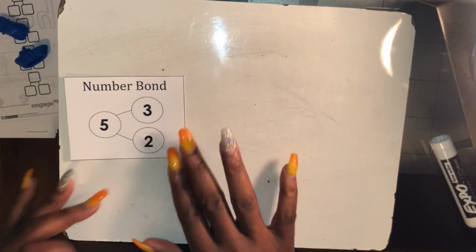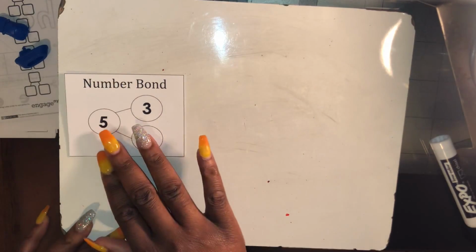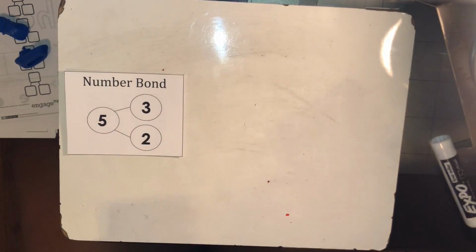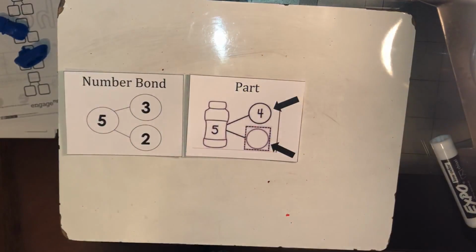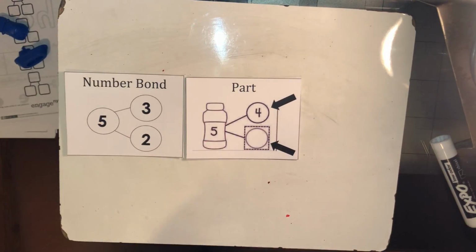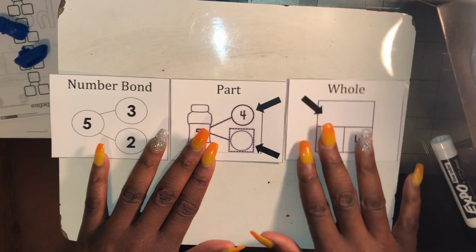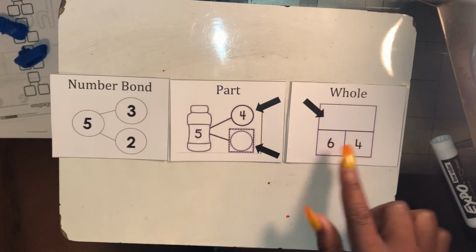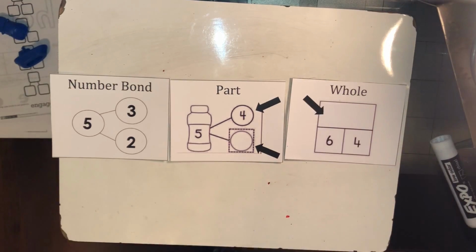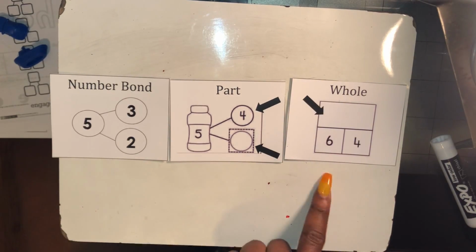Before we get started, let's go over our math vocabulary. So this word is number bond. Can you say number bond? A number bond is a tool we use to compose and decompose numbers. Can you say part? The parts are the two numbers we use to make the whole. And the whole is a combination of these two numbers together. Number bond, part, whole. Okay, boys and girls, let's get started.